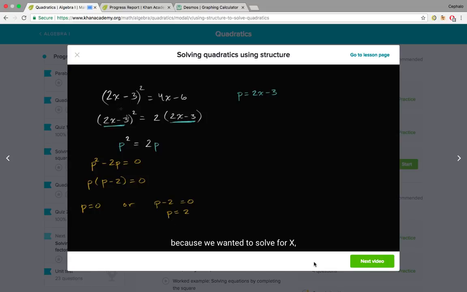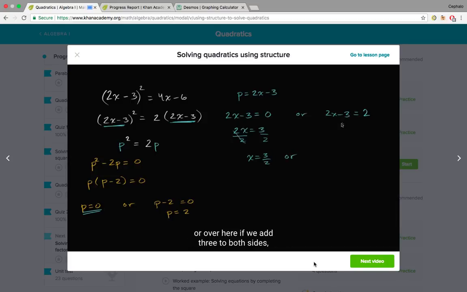But we're not quite done yet, because we wanted to solve for x, not for p. But luckily, we know that 2x minus 3 is equal to p. So now we could say either 2x minus 3 is going to be equal to this p value, so equal to 0, or 2x minus 3 is going to be equal to 2. And so this is pretty straightforward to solve. Add 3 to both sides, you get 2x is equal to 3, divide both sides by 2, and we get x is equal to 3 halves.